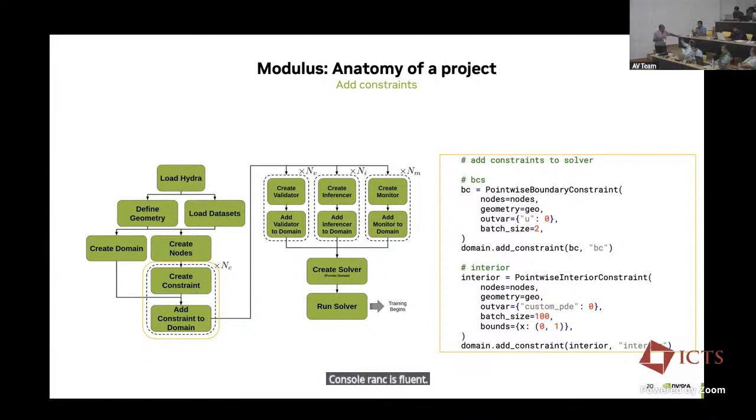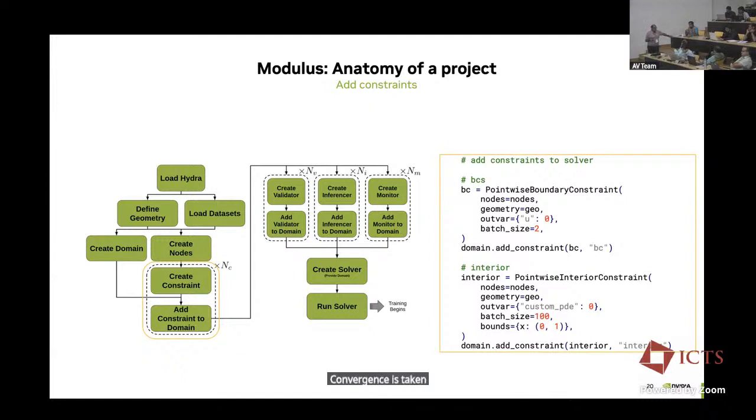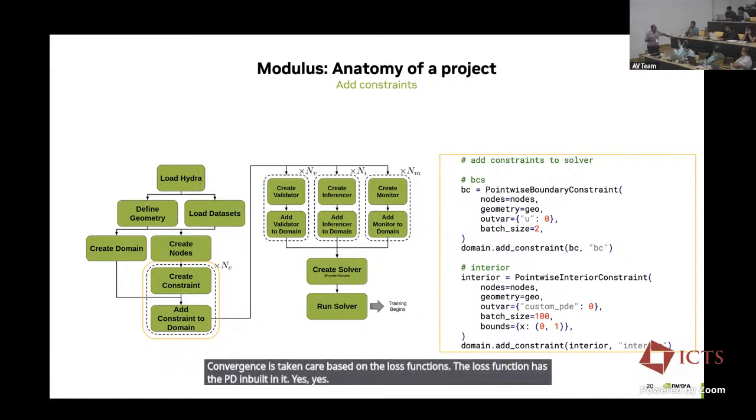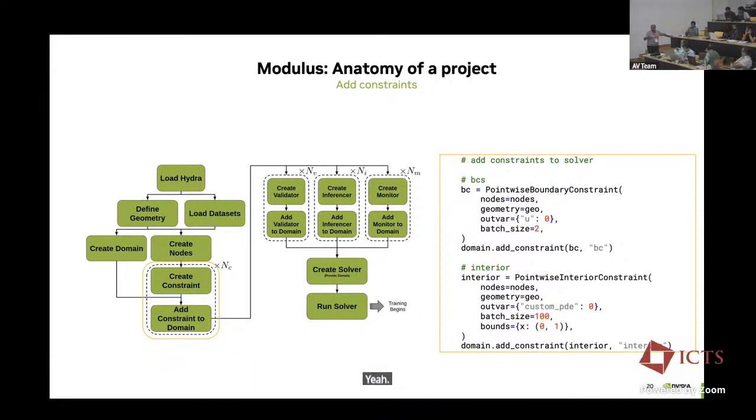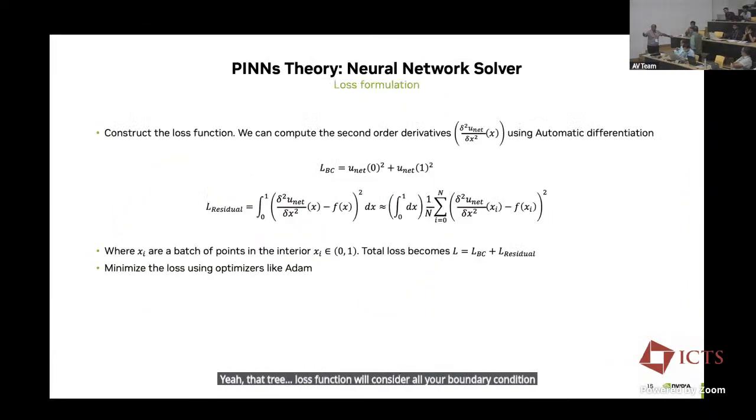He is actually talking of PINNs, the physics-driven approach, where the error convergence we're talking about comes from the PINN terms in the loss function definition, which I think will be built into the program somewhere. That is actually the convergence criteria, but I think he may come to it later. So the convergence is taken care of based on the loss function, which has the PDE built into it. The governing equations go into the loss function. The loss function will consider all your boundary conditions and initial conditions.